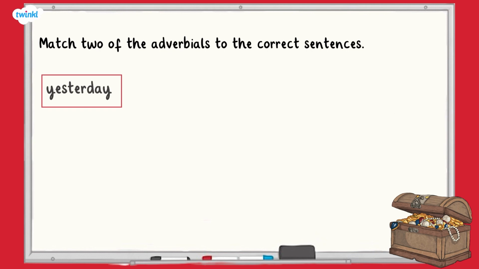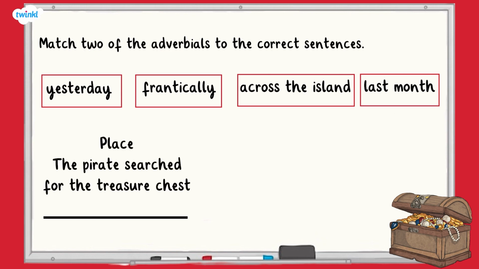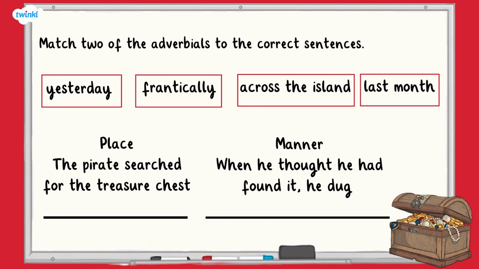Match 2 of the adverbials to the correct sentences. Yesterday, frantically, across the island, and last month. Choose an adverbial of place to finish the sentence. The pirate searched for the treasure chest. And choose an adverbial of manner to finish the sentence. When he thought he had found it, he dug. Pause the video and press play when you're ready.